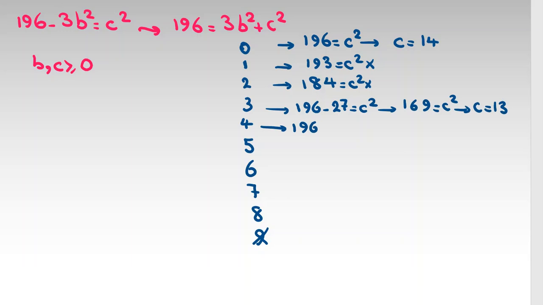So 196 minus 3 times 16, 48, equals c squared. 16 minus 8 is 8, and 8 minus 4, 4. It will be 148 equals c squared, impossible.